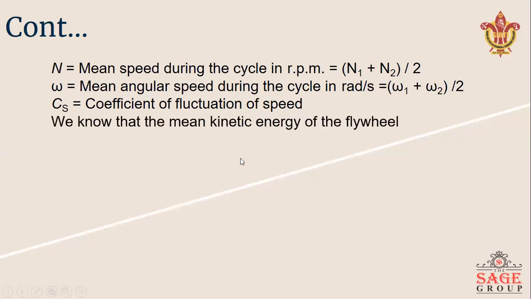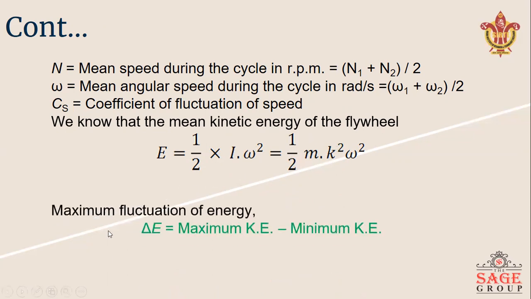So now we know that the mean kinetic energy of the flywheel, that means E, is equal to half I omega square. And we know that I, the mass moment of inertia, is equal to mk square. And we know that the maximum fluctuation of energy, delta E, is equal to maximum energy minus minimum energy, or we can say that it is the difference between the maximum and minimum energies.